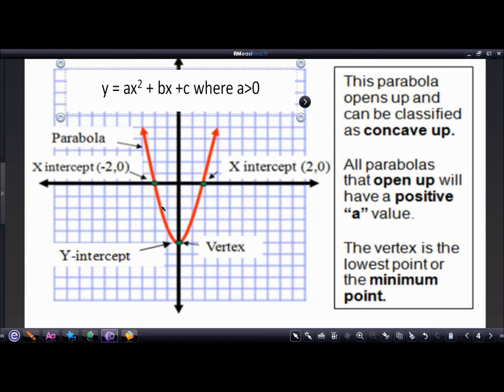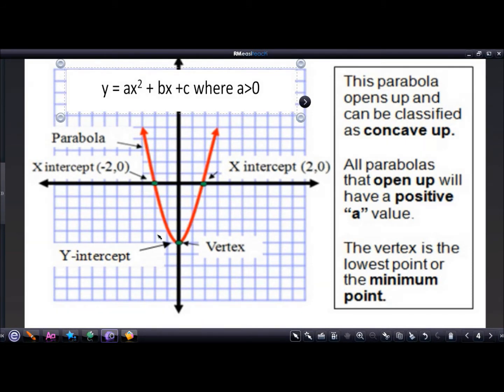In this particular example, the vertex happens to be the same as the y-intercept, which we know y-intercept means the place where your graph crosses the y-axis. Also, a parabola in this diagram has two x-intercepts, two places where we cross the x-axis. And we express those as ordered pairs, the x value, comma 0, x value, comma 0.